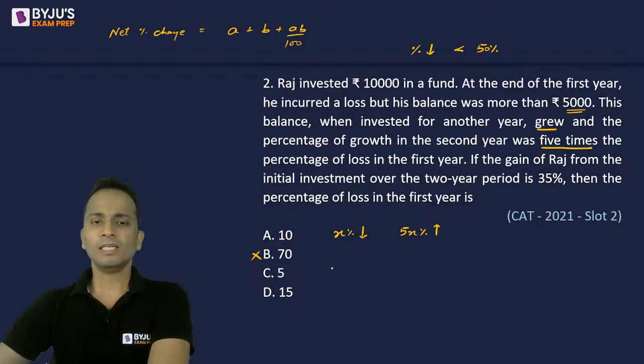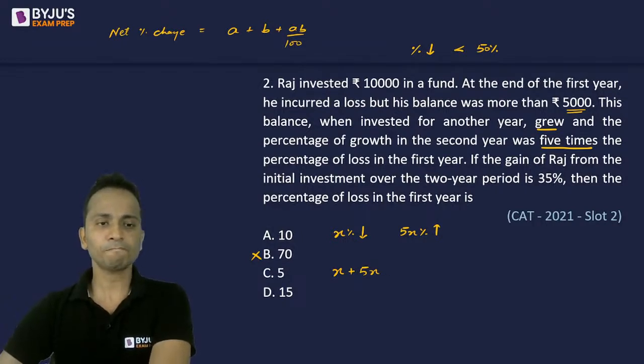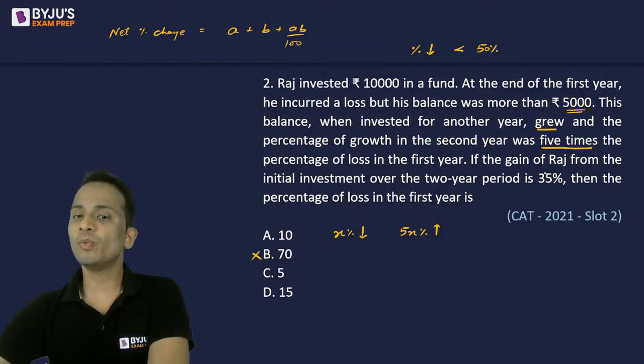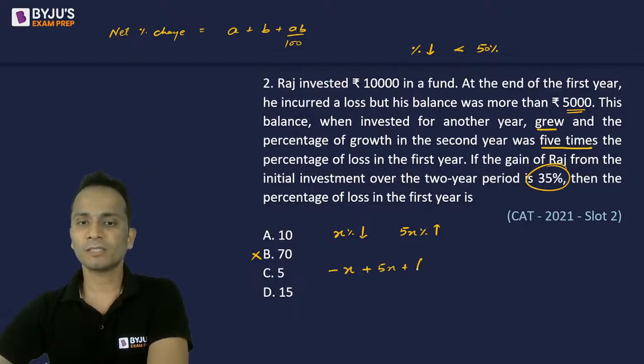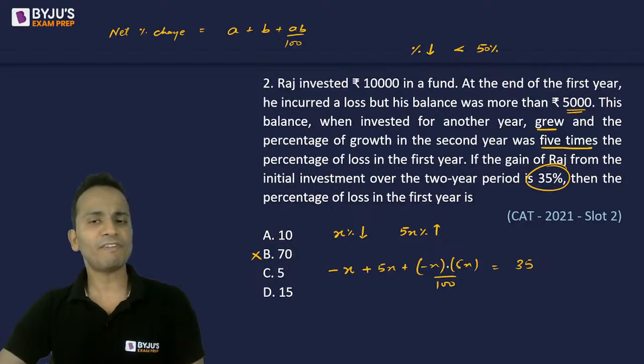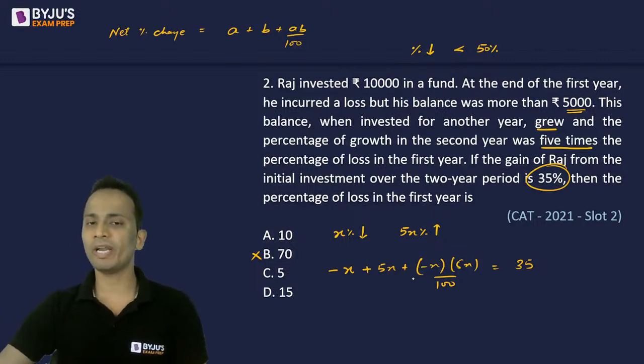That means it grew by 5x percentage in the second year. Now, I can say that the net percentage change after this should be equal to 35 percentage. So, that means minus x plus 5x plus minus x into 5x divided by 100 is equal to 35. Now you can simplify for x. This will be a quadratic and you can find out the value of x.